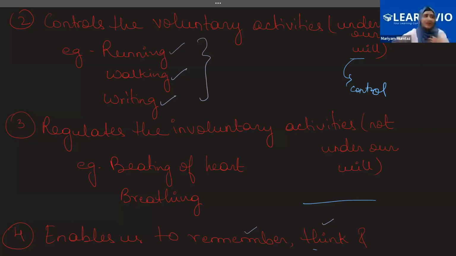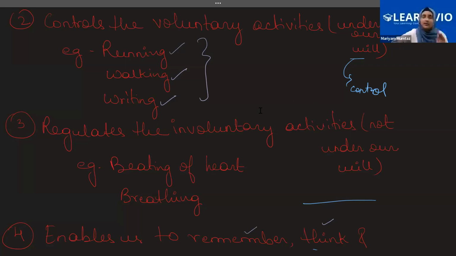Now, we don't have to be reminded to do these activities. Why? Because of the presence of the nervous system. The nervous system does all these functions of involuntary activities for us, meaning the activities that are not under our control. There are some people who stop breathing while they sleep. This is a disease that happens in some people. But apart from that, the nervous system keeps our heart beating and keeps us breathing even while we are sleeping, even while we are sick. So it regulates the involuntary activity.